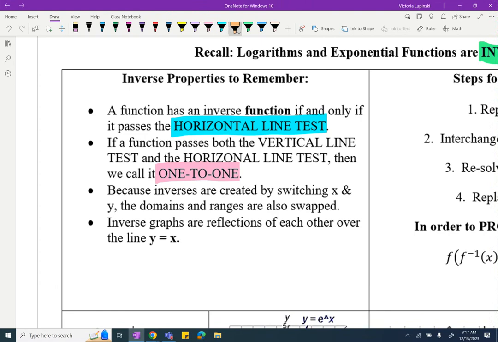When you are talking about finding equations or finding graphs, you are always swapping every x with every y, which also means you are swapping every domain and every range, which we saw today. And if you were to graph the pair of inverses on the same set of axes, they have to be reflections of each other over the line y equals x.